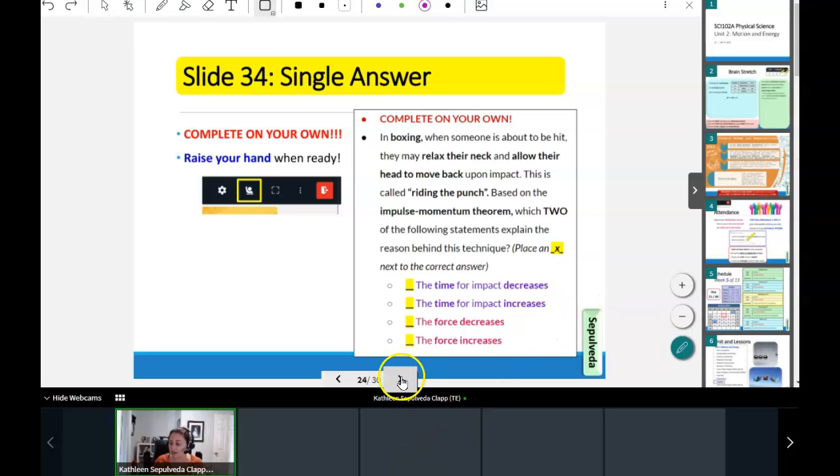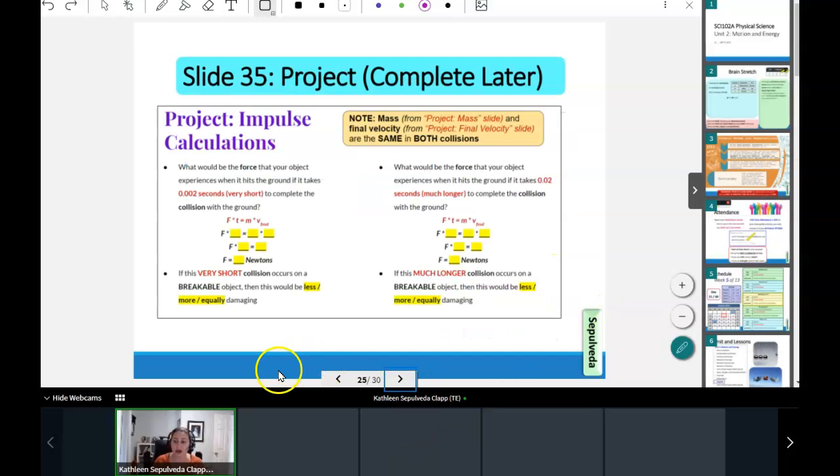I'm going to go ahead and move on because we are losing time, and I want to go through slide number 35. Slide 35 is a project slide. This is to be completed a little bit later, but I want to go through this with you. What would be the force that your object experiences when it hits the ground, if it takes 0.002 seconds? That's very, very short to complete the collision with the ground.